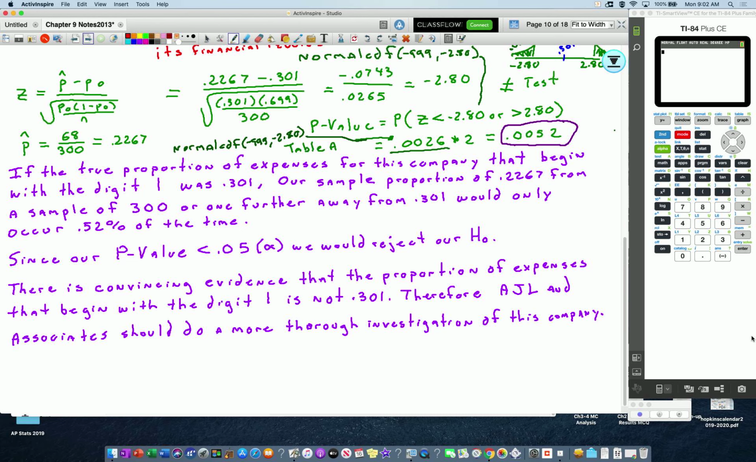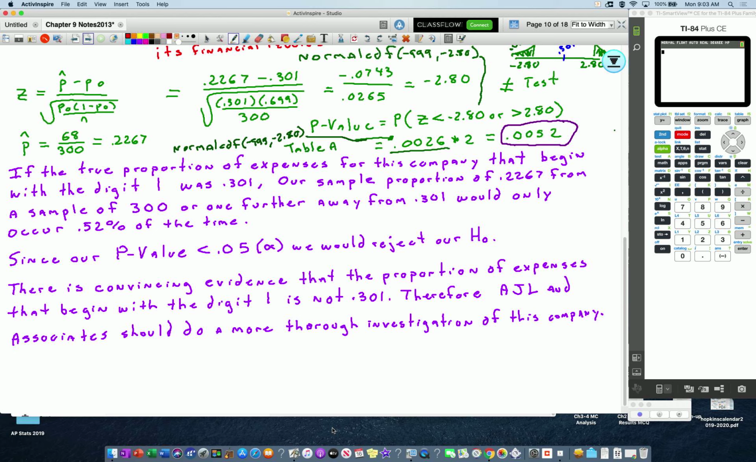So again, what are we rejecting or failing to reject? In this case, we would reject it. Since the p-value is less than 5%, we reject it. What does that mean? Well, that means we have convincing evidence that the proportion of expense reports that begin with the digit 1 is not 0.301. This means AJL and Associates should do a more thorough investigation of this company to check to see if they're actually telling the truth.